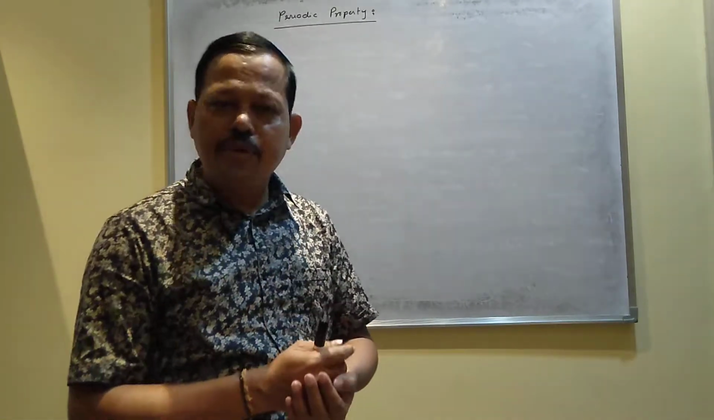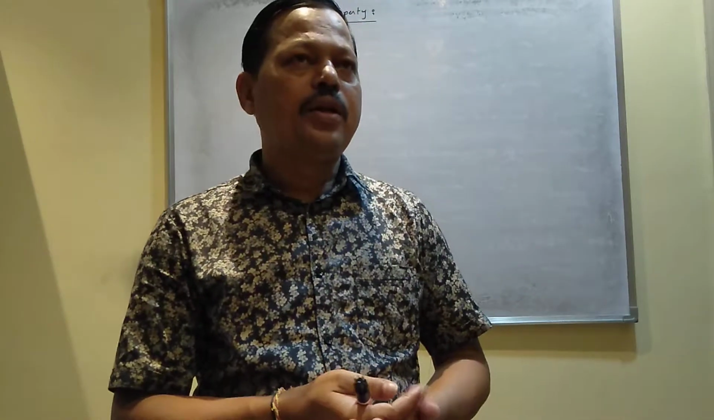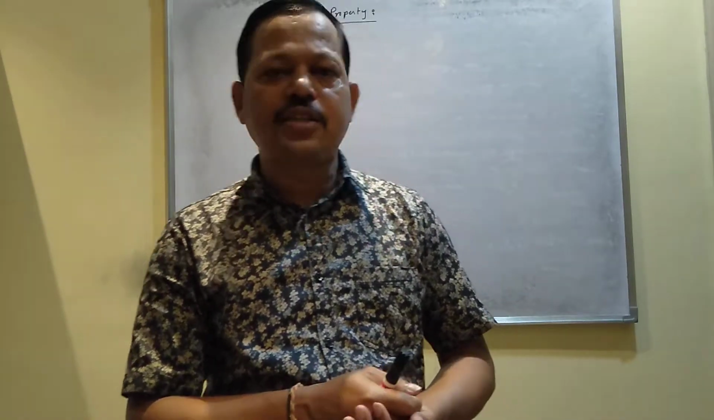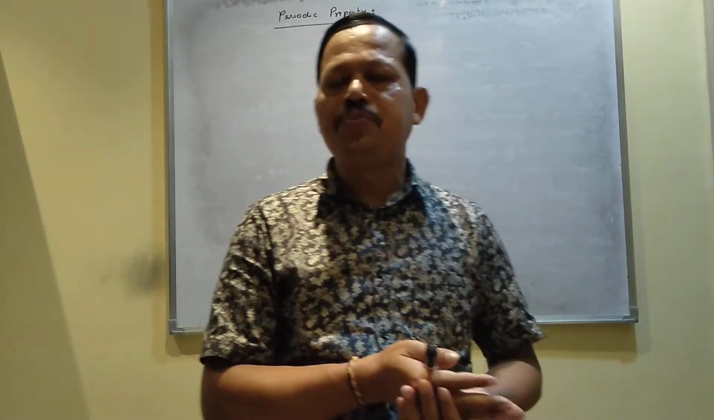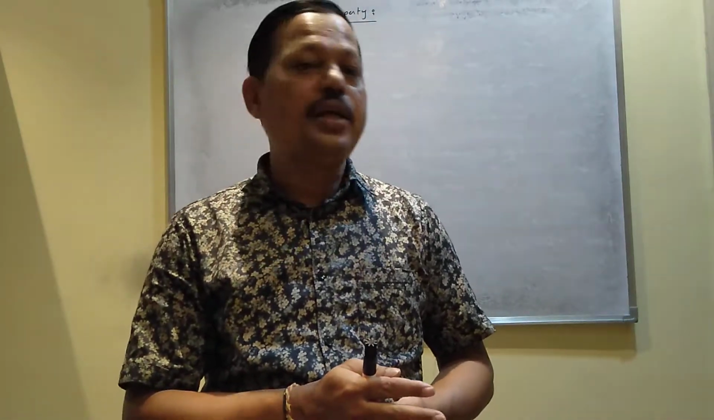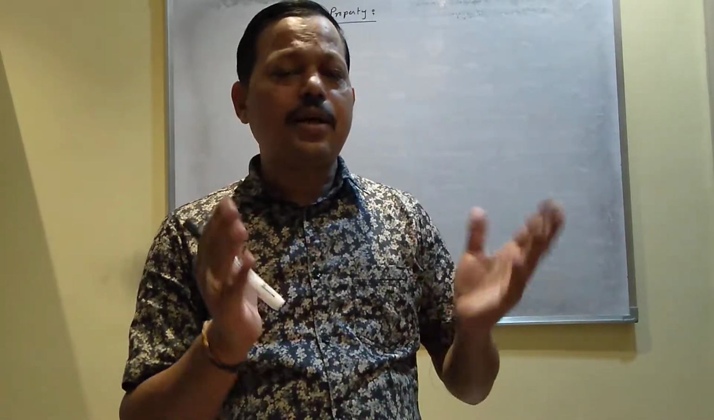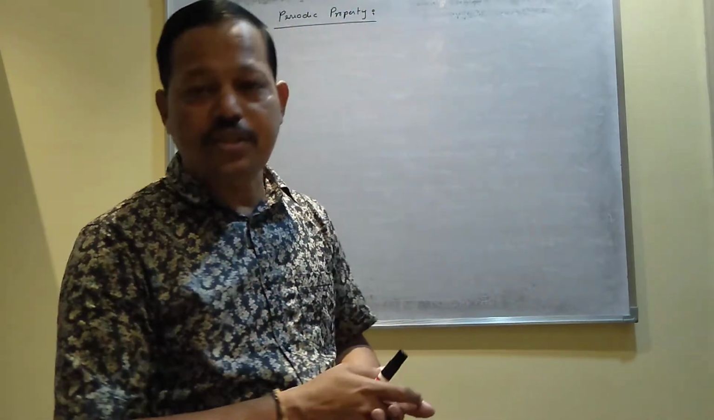First one, atomic size, how it changes along a period and in a group. Then we will study the ionization enthalpy, how it changes along a period and in a group. Similarly, the third property, electron gain enthalpy, how it changes along a period and in a group. And one more property, electronegativity. So these are the periodic properties we have to study.